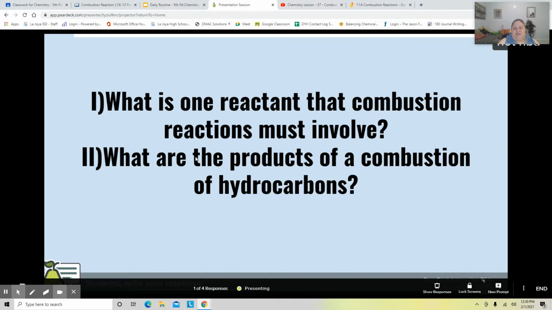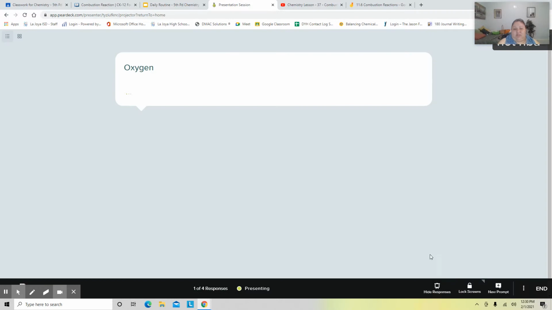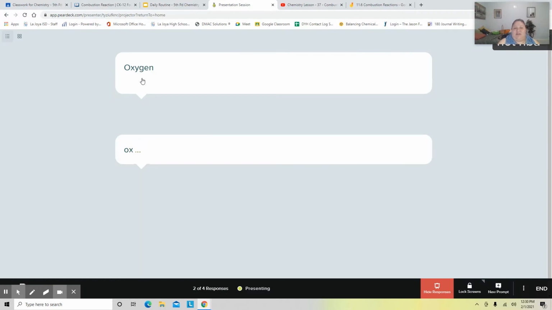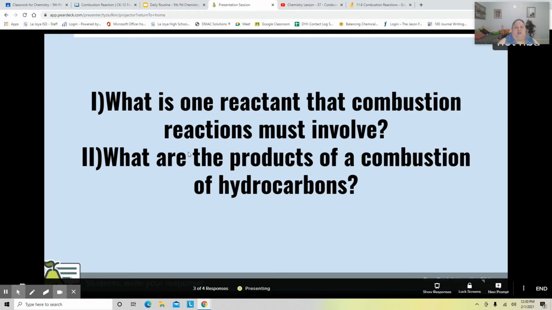Question number 2. What are the products of a combustion reaction when you have a hydrocarbon? Okay, let's check it out. Oxygen. Very good. Oxygen needs to be present in order for a combustion reaction to occur. Now number 2. Let's see who's going to get this one. What are the products of a combustion reaction when you have a hydrocarbon? What is always produced? What are my 2 products, other than heat and light?